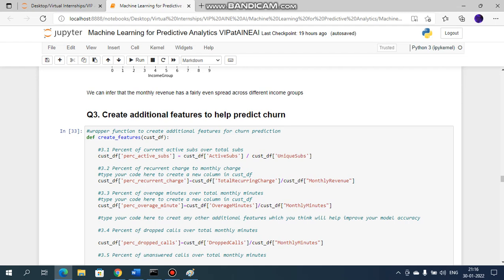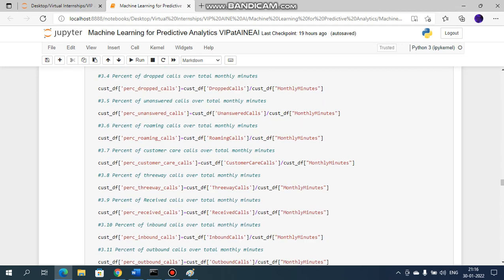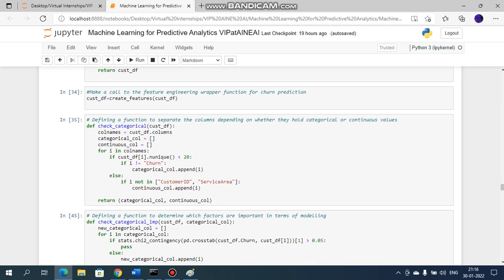Now that we have understood the different columns and their meanings, we define a function to create additional features. For example, percentage overage minutes can be derived by dividing overage minutes by monthly minutes. Percentage dropped calls can be derived by dividing dropped calls by monthly minutes. Similarly, we create the remaining additional features. Here we actually invoke this function to create the extra features.